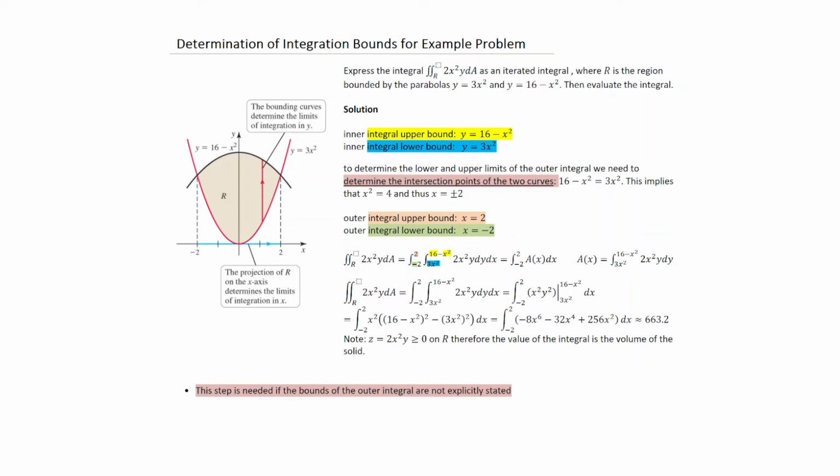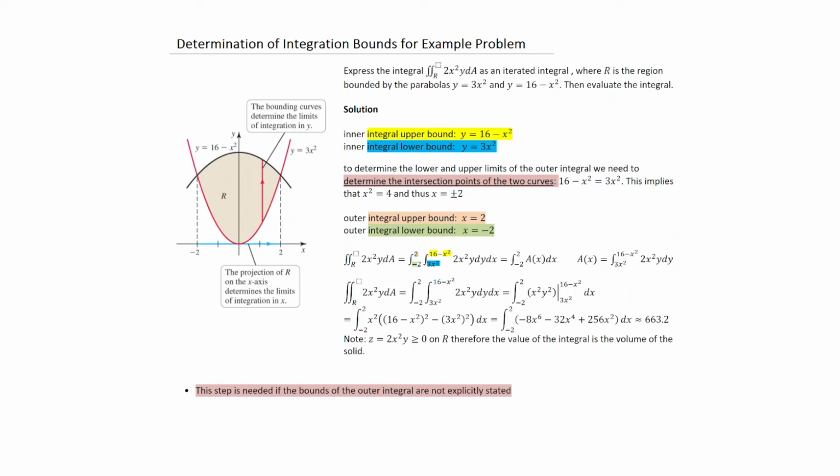All right, so now let's look at another example, determination of integration bounds for an example problem. The problem is stated as follows. Express the double integral of 2x squared y, which is the function f of x y dA, as an iterated integral, where R is the region bounded by the parabolas y equals 3x squared and y equals 16 minus x squared, and then evaluate the integral.